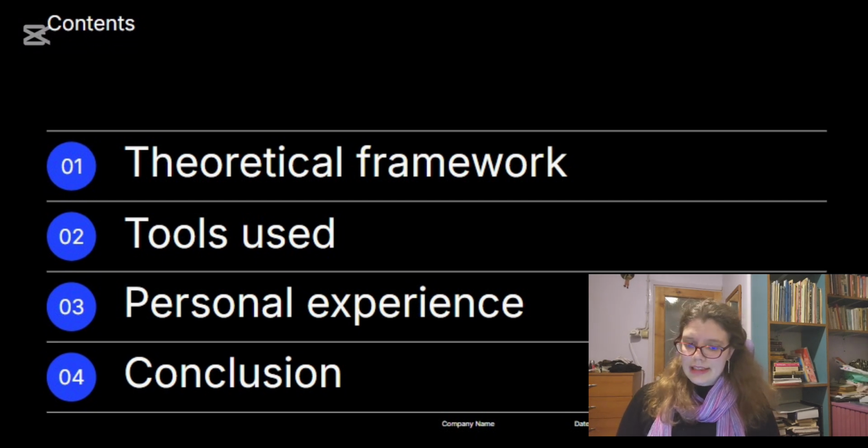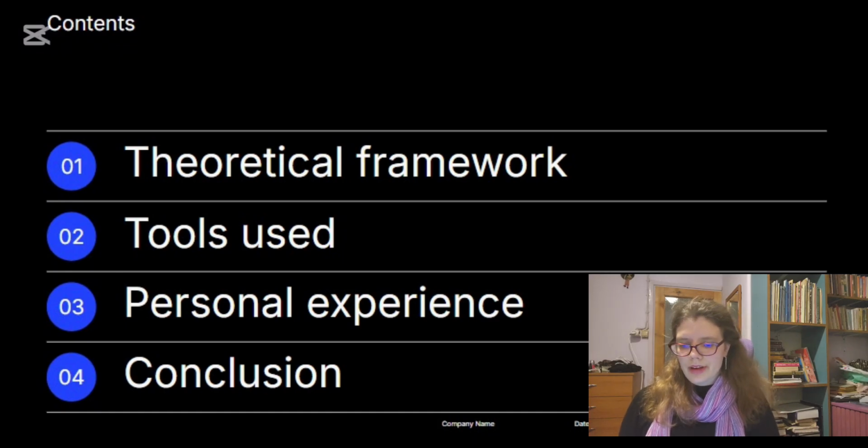To make this case, I will start by sharing the theoretical framework supporting the use of this tool, then describe some tools that can be used in the process, and finally, I will share my own experiences observing and being observed as a teacher and explain how these experiences help me grow as a teacher.